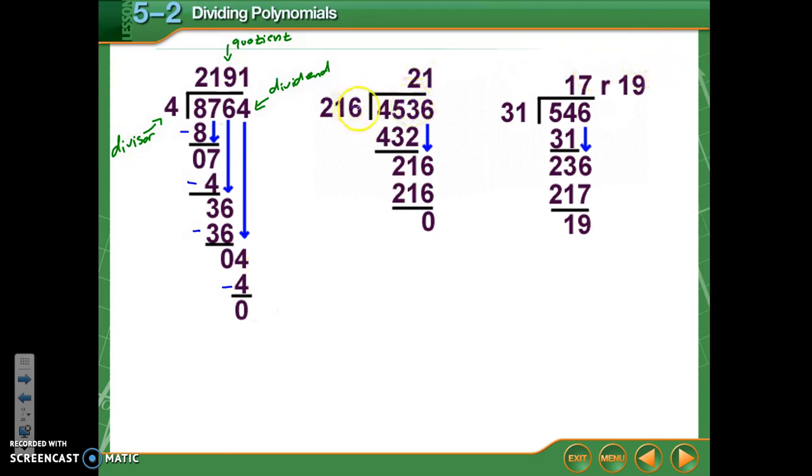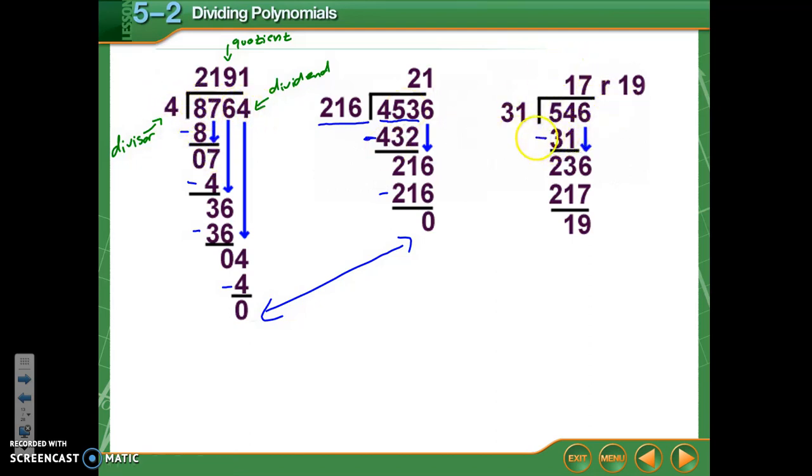All of these are basically that same process. Notice that in the second example, our divisor is a 3-digit number. So it's not going to go into 4 or 45. I have to ask how many times does it go into 453, the first 3 digits of this number. And the answer is twice. So 2 times 216 is 432, and I subtract that. We get 21, and then we bring down the 6. 216 goes into that once. 1 times 216 is 216, and we subtract and get 0. So notice that both of these have no remainder. So that means that 216 is a factor of 4,536, and 4 is a factor of 8,764.